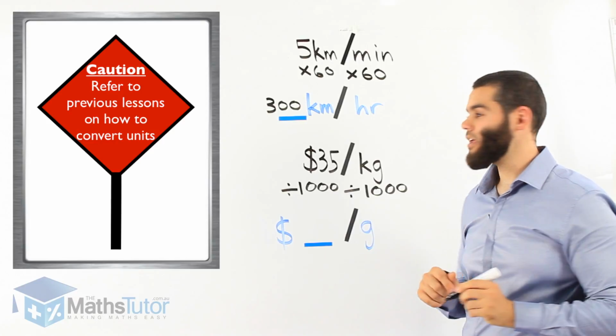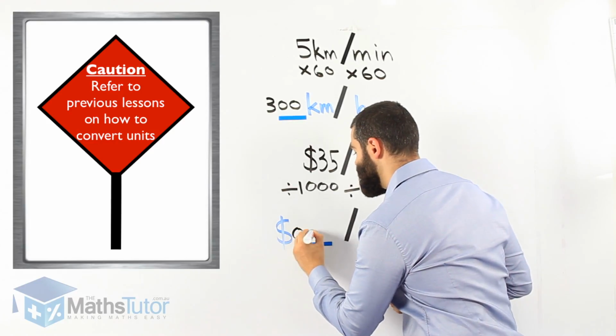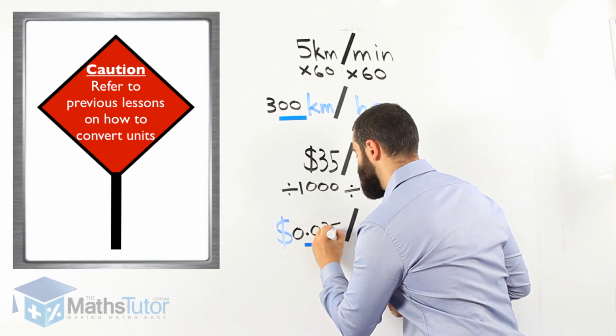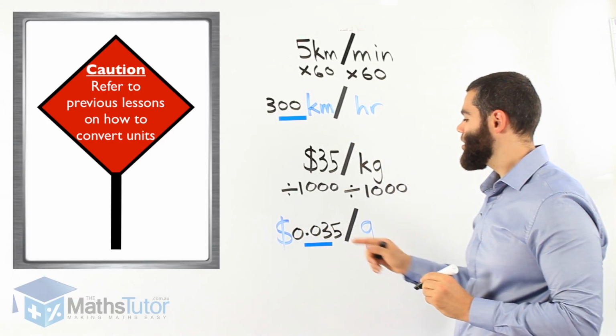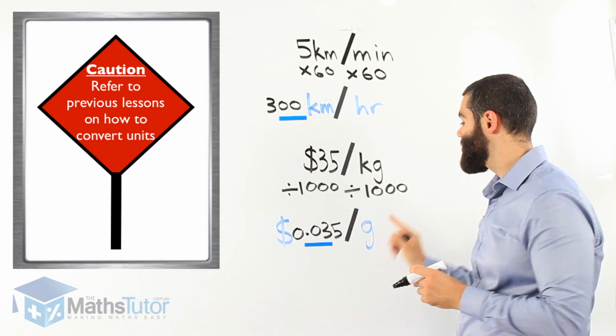35 divided by 1,000. In your calculator you can do it and you're going to get 0.035. So in reality 0.035 is like 3.5 cents for every gram.